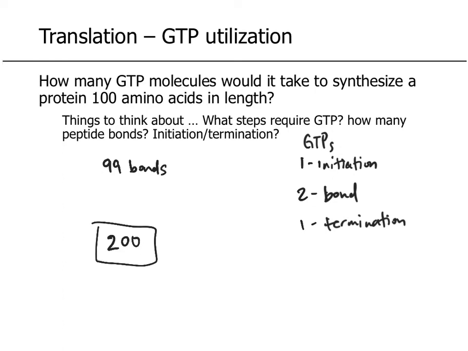So you get two times for each bond, and then you have the one for initiation and the one for termination. So that's 200. Yep. How do you get 99 bonds? If you think about it, there's 100 amino acids, so let's start with just three amino acids, and they all have to be linked together. There's just two bonds. Okay.